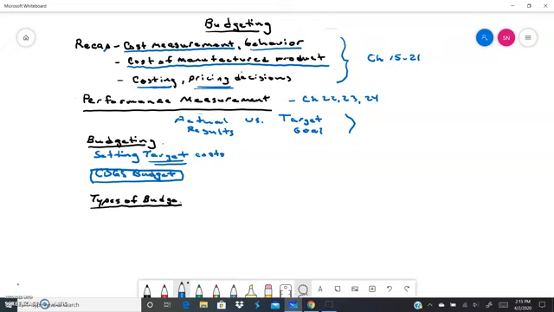Budgeting, if you just look at the process, has a planning aspect, that leads to directing and then controlling.